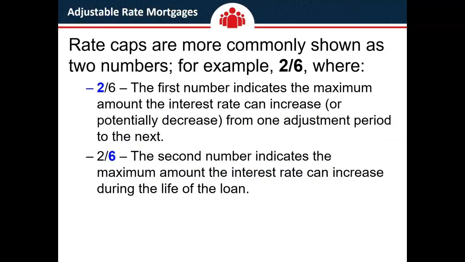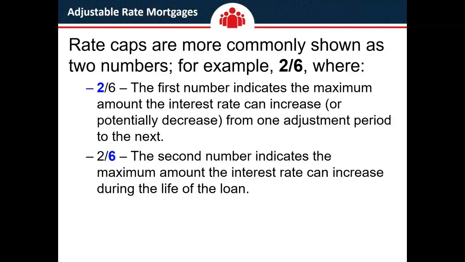Sometimes, and more commonly, you're going to only see this in two numbers. Like in our example here, 2/6. Remember, these are caps. When you see it as two numbers, just 2/6, the first number indicates the maximum amount the interest rate can increase or decrease at each adjustment period, each adjustment session. However, the bottom number, the 6 in this example, is the most it can increase over the life of the loan. Then it's capped out. It can't go up anymore.